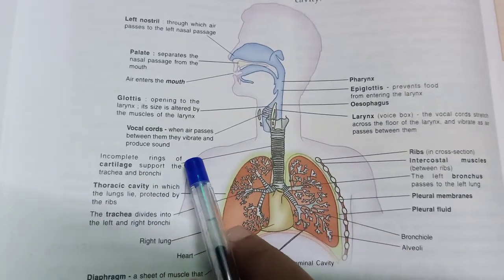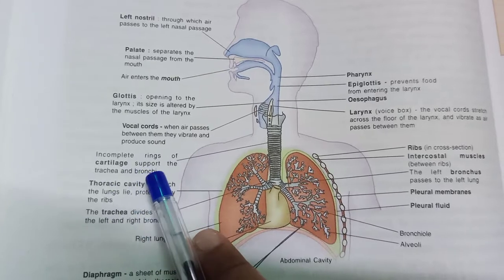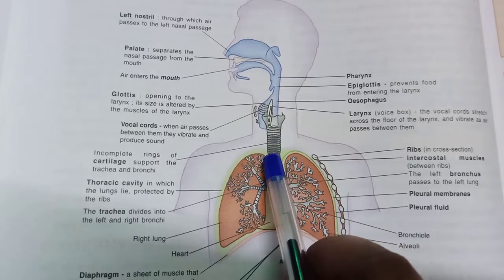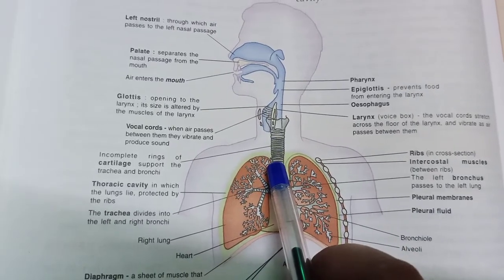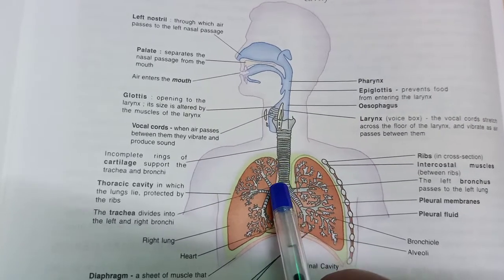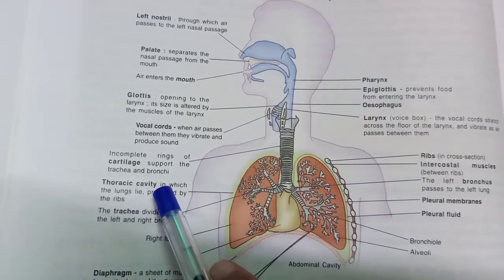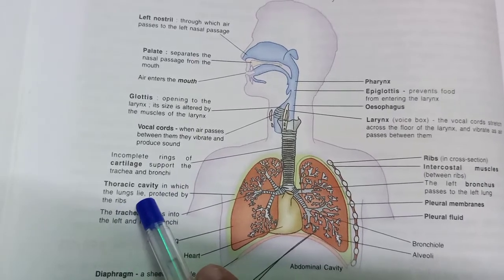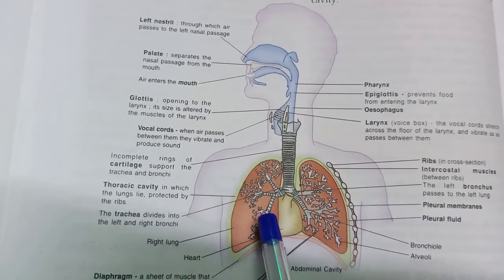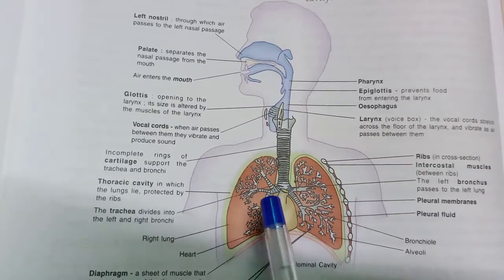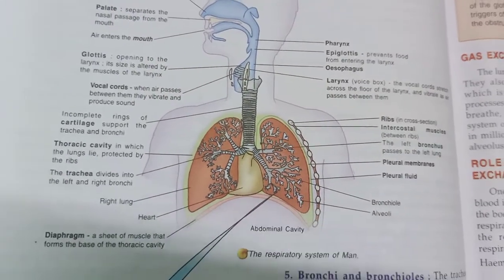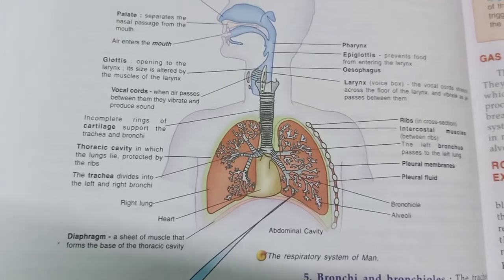Then incomplete rings of cartilage support the trachea and bronchi. You can see a few rings here, which give support to the trachea as well as to the bronchi. Now the thoracic cavity, in which the lungs lie, is protected by the ribs. The thoracic cavity is also known as the chest cavity, and it protects the internal organs.